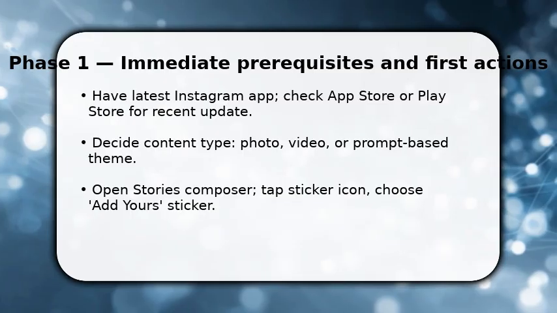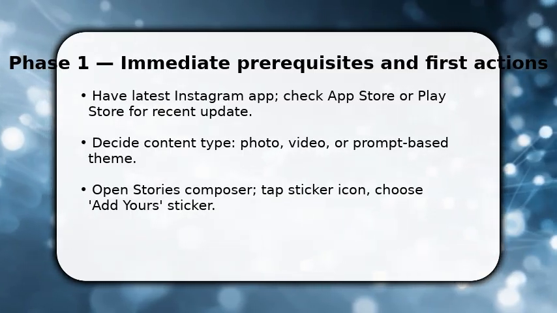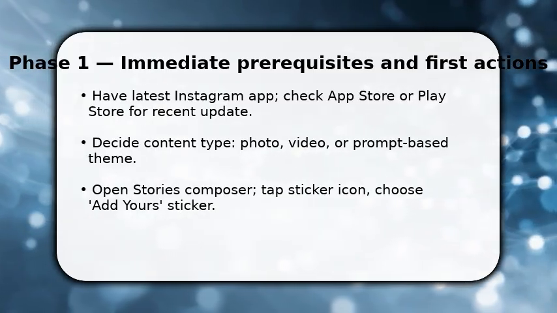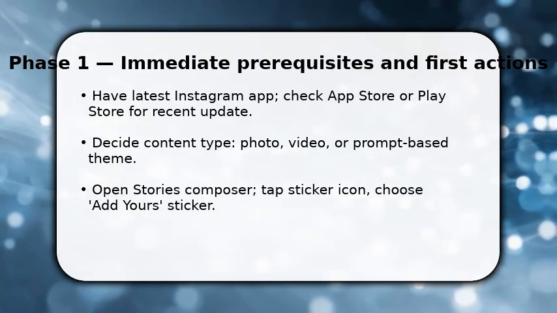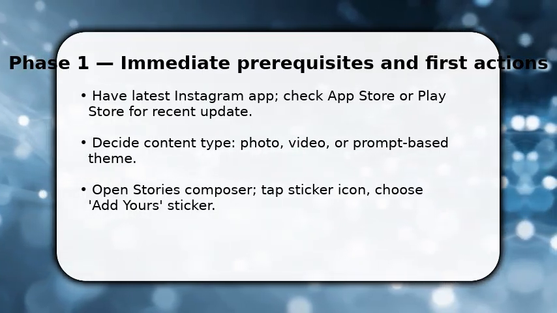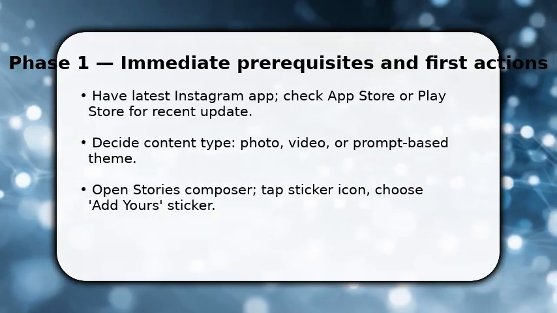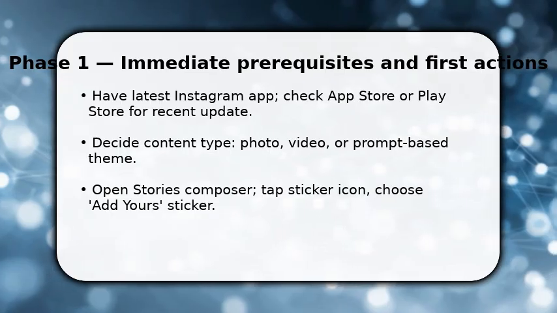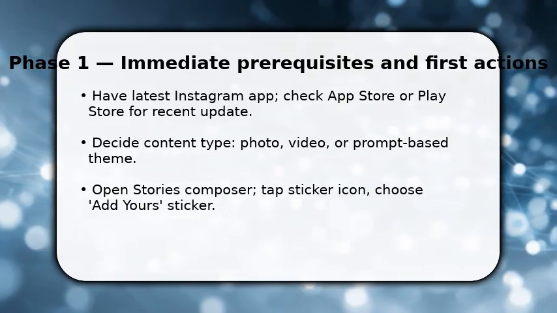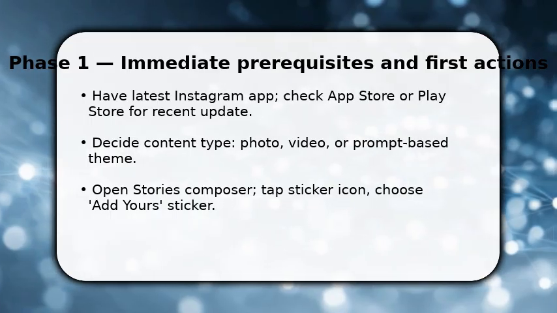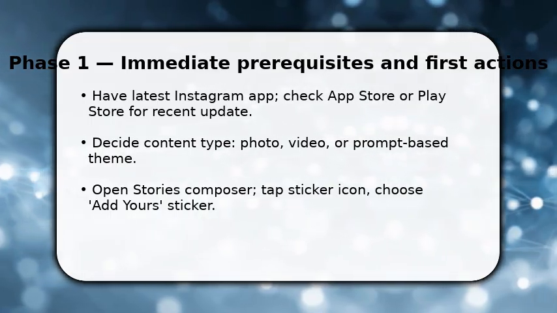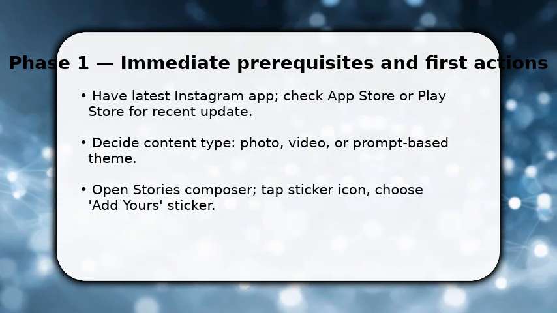You need the updated Instagram app and a clear prompt idea before you begin. Open Stories, capture or upload the media you want, then tap the sticker icon and select Add Yours. Once selected, type a concise prompt. Questions or a tag work best, because clarity drives replies. Make sure to pick visual media that invites participation. People respond more to relatable images and short clips.